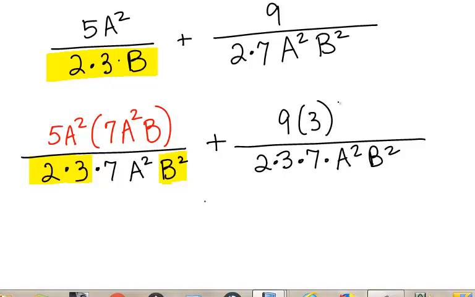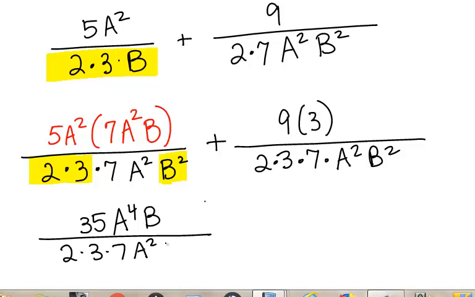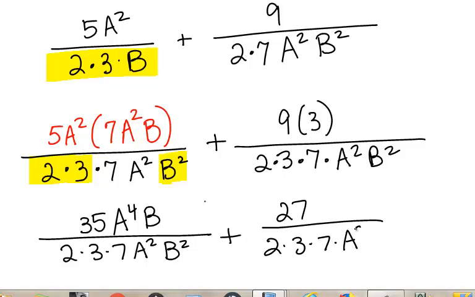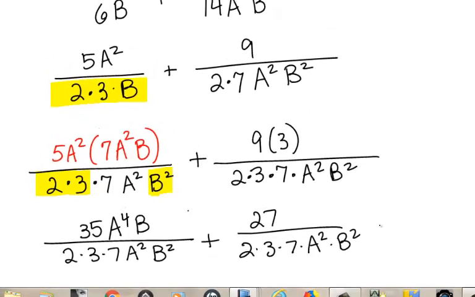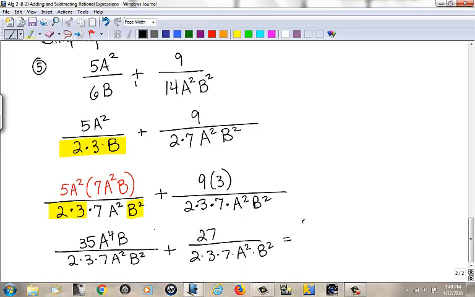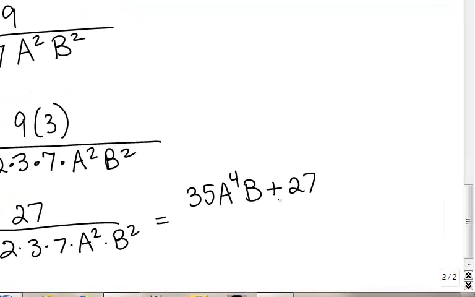Okay, now multiply them out. So this would be 5 times 7 would be 35. A squared times a squared, a to the 4th, b. And it's still on the bottom. Same thing. Okay. This would be 27, still the same denominator. I don't multiply out that denominator until the end because I want to be able to factor and reduce. Okay, so I would have up on top 35 a to the fourth b plus 27.